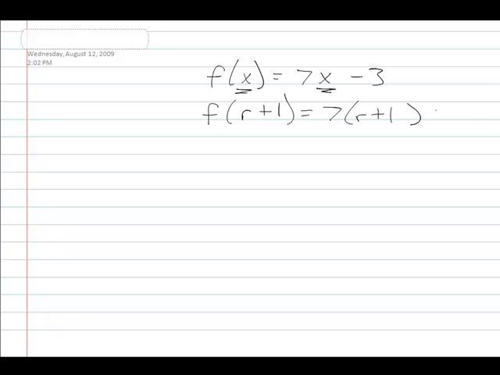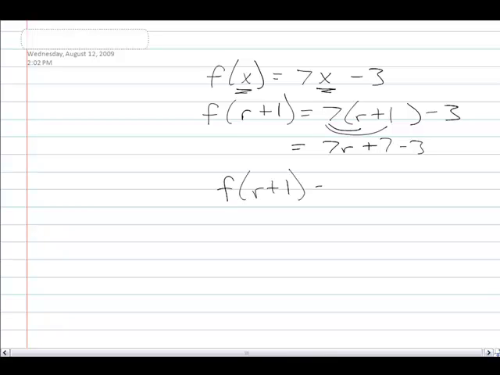Now let's get just a little bit more complicated. Let's say f of x equals 7x minus 3. Not so bad so far. But let's say I want you to find f of r plus 1. Now this means everywhere that I see an x, I'm going to put an r plus 1. So now f of r plus 1 equals 7 times, I see an x, r plus 1 instead, minus 3. So this equals, using the distributive property, 7r plus 7 minus 3. And for a final answer, f of r plus 1 equals 7r plus 4.